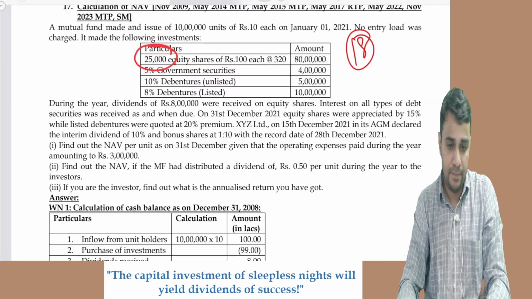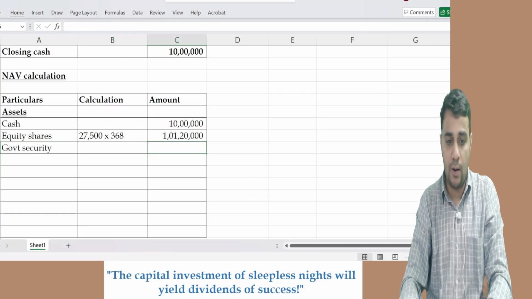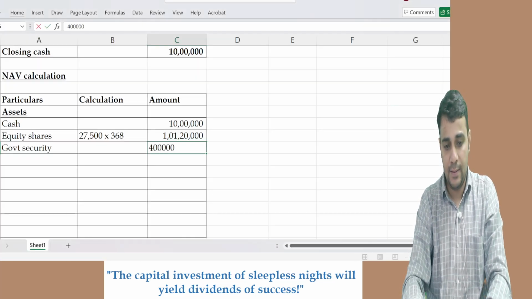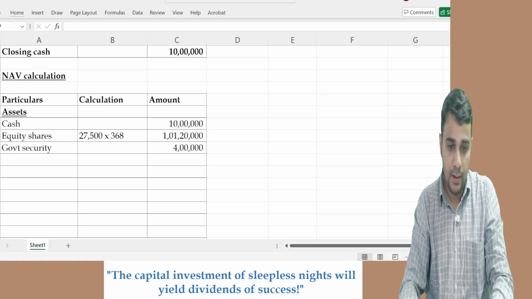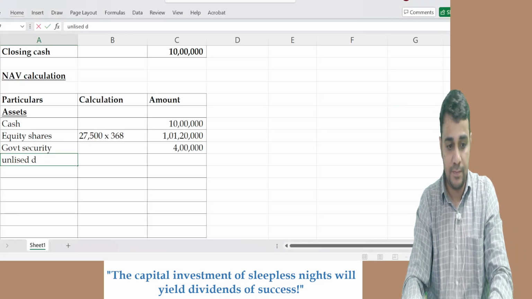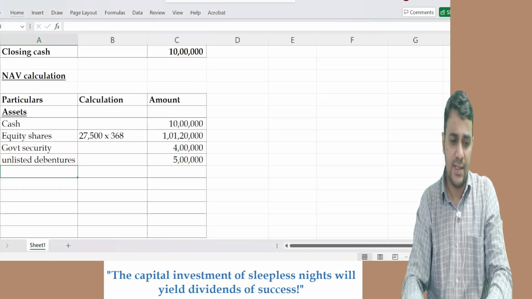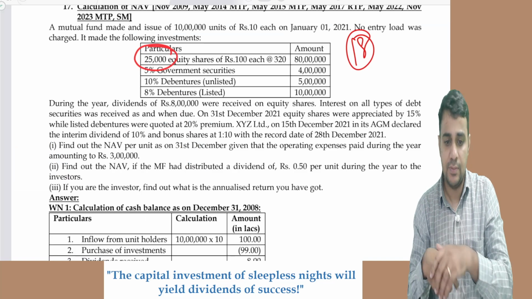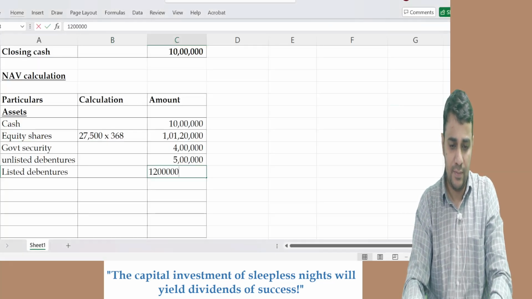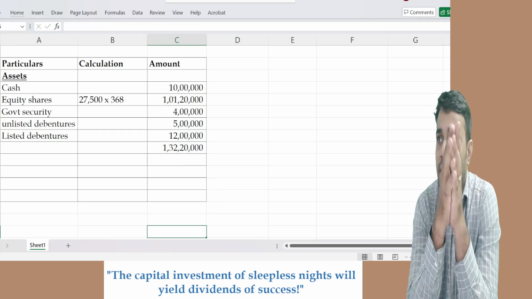Next part, government security, copy paste 4 lakh. Unlisted debentures, copy paste 5 lakh. Listed debentures, some changes there. How much is the appreciation of listed debentures? 20%, 12 lakh. 1 crore 32 lakh 20,000 is the value of all assets.